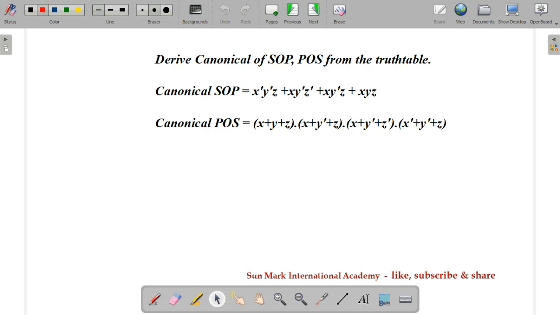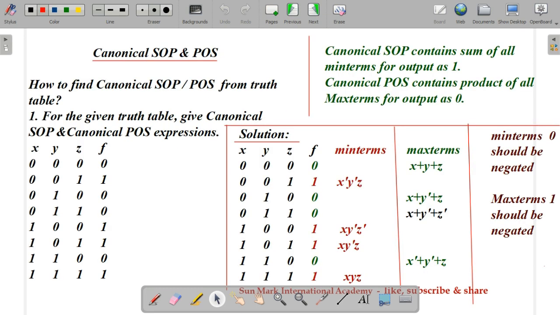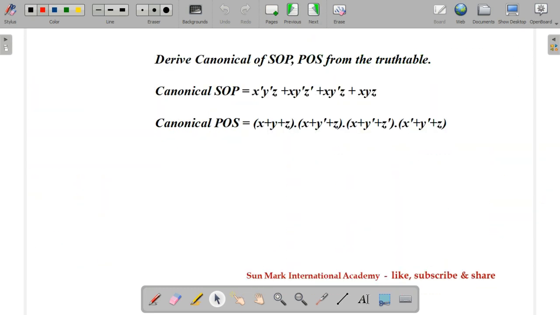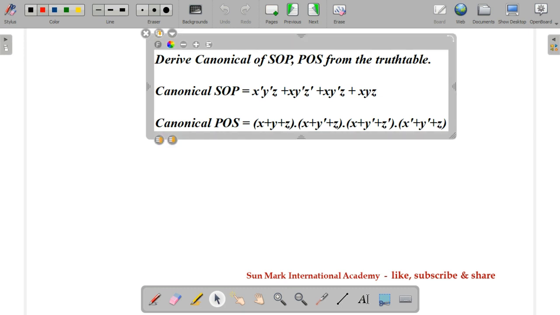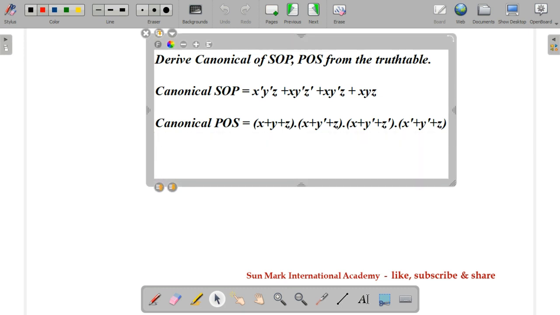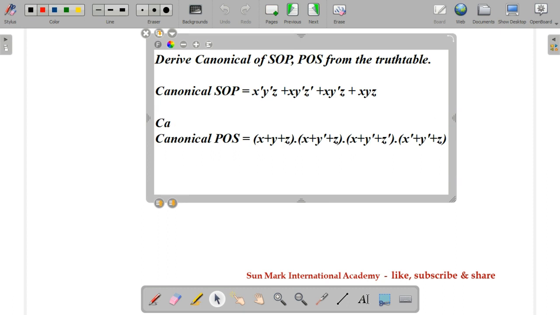Then canonical POS means we write the maxterms with the conjunction operator. So canonical POS equals (X plus Y plus Z) dot (X plus Y dash plus Z) dot (X plus Y dash plus Z dash) dot (X dash plus Y dash plus Z). Now you can easily convert into canonical form. Already we discussed canonical forms, so we can easily write the cardinal form.